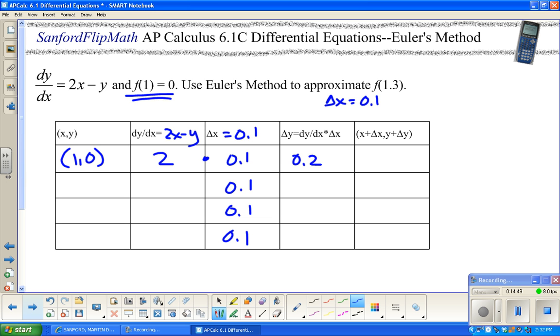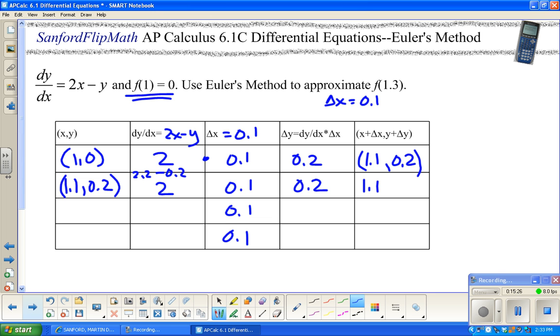So 0.2, and now this is going to be 1 plus 0.1 and 0 plus 0.2. So we're going to now use this point. So now it's just repetition at this point from here on out, okay? So 2 times 1.1 minus 0.2. So this is 2 again. Wow, that's really weird. Came out 2, the same answer. So just a quick, I just want to double check. 2 times 1.1 is 2.2 minus 0.2 is 2 again. Okay. I don't know that it will keep doing this.